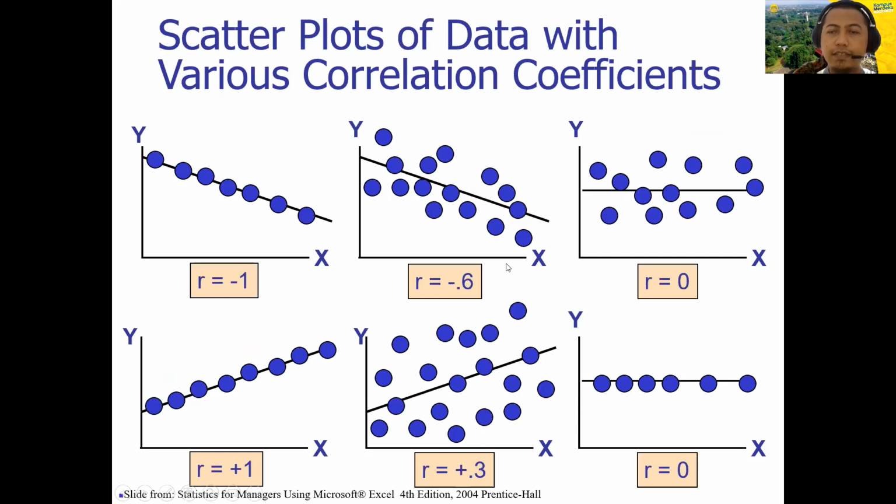Okay, that's the graphical representation of the value of correlation. You can see here there are many representing data. This is the negative correlation, you can see here -1. This is a negative correlation, but this is 0.6. And this is the correlation being 0. This is correlation being +1. This is correlation being 0.3.